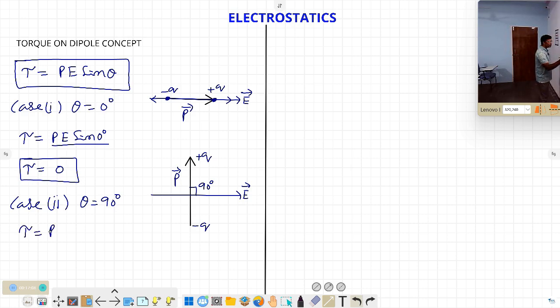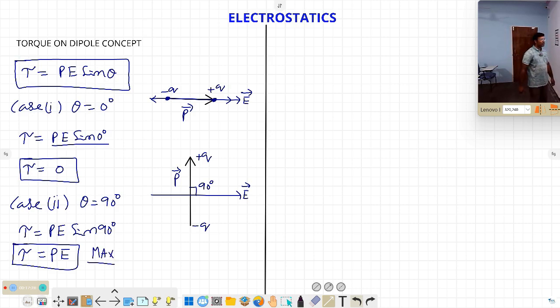Torque is equal to the magnitude of P, the magnitude of E, that means dipole moment magnitude and electric field magnitude, into sine of the 90 degrees angle. What is sine 90? 1. So torque is equal to P into E, we can write. This is the maximum torque. So whenever the dipole is placed perpendicular to the electric field, it experiences a maximum torque. This is the concept of maximum torque. If the torque is equal to 0, we call it minimum torque. Understand? So you can understand the condition of minimum and maximum.